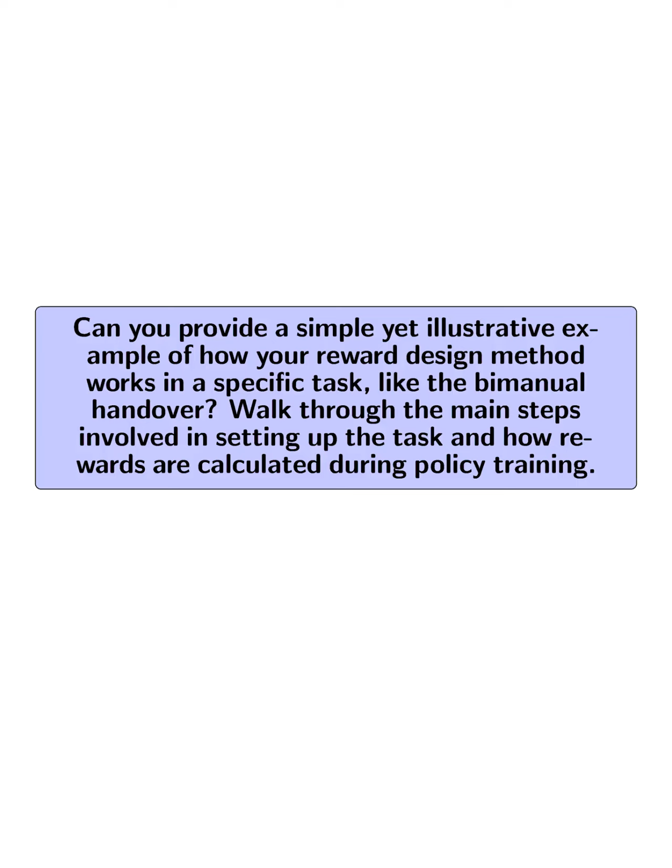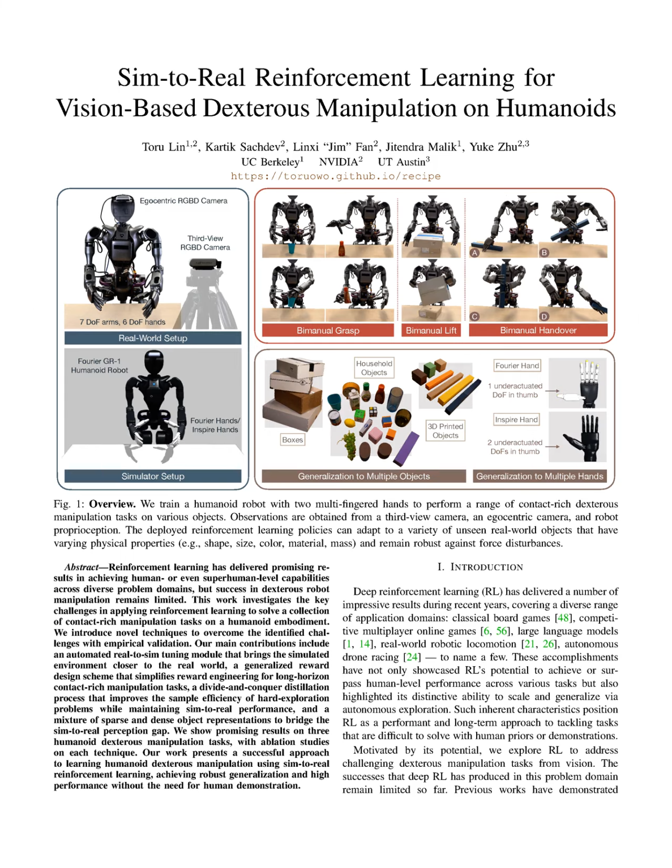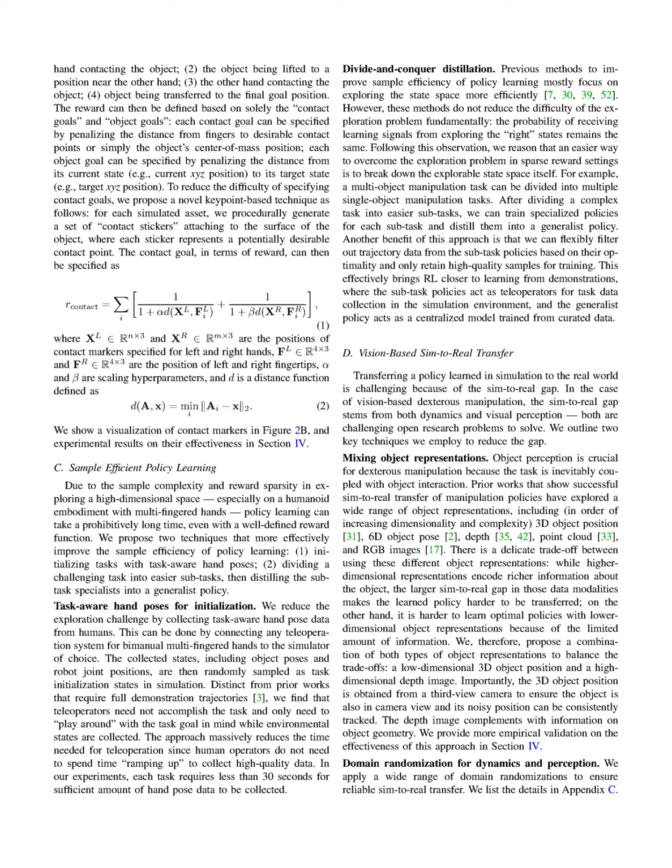Can you provide a simple yet illustrative example of how your reward design method works in a specific task, like the bimanual handover? Walk through the main steps involved in setting up the task and how rewards are calculated during policy training. In the bimanual handover task, our reward design method involves breaking down the task into a sequence of contact goals and object goals. The main steps include 1. Initiating the task with one hand contacting the object, 2. Lifting the object to a position near the other hand, 3. Having the second hand contact the object, and 4. Transferring the object to the final goal position.